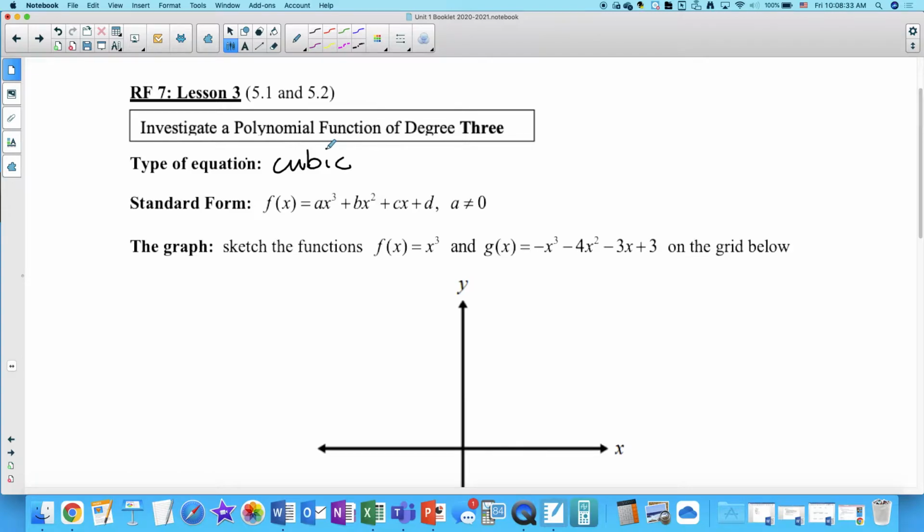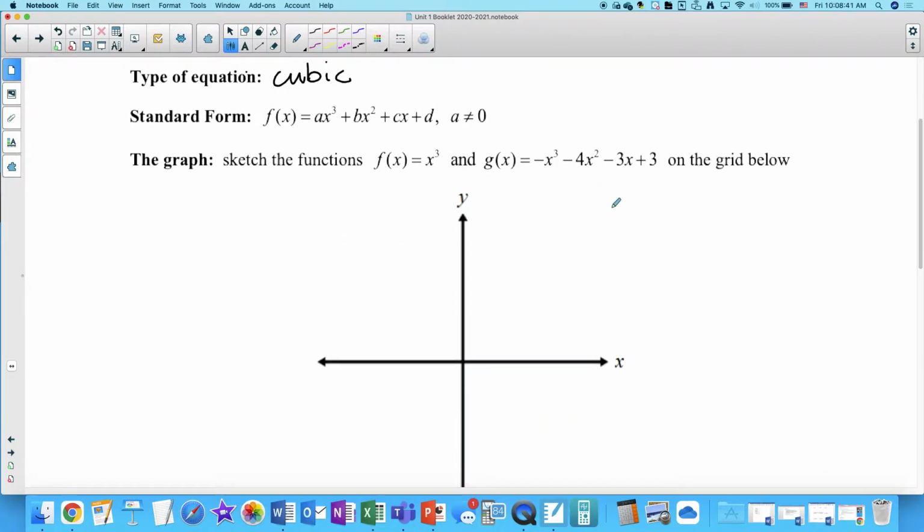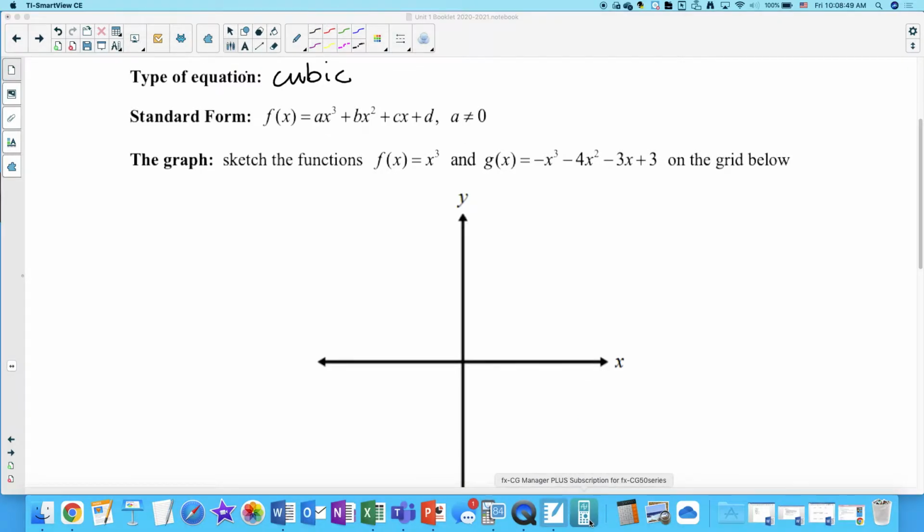Okay? So we're going to start out by sketching a couple of graphs. The first one is f of x equals x cubed. And the second one is g of x equals negative x cubed minus 4x squared minus 3x plus 3. So if you have a graphing calculator, it probably would be beneficial for you to do this with me.